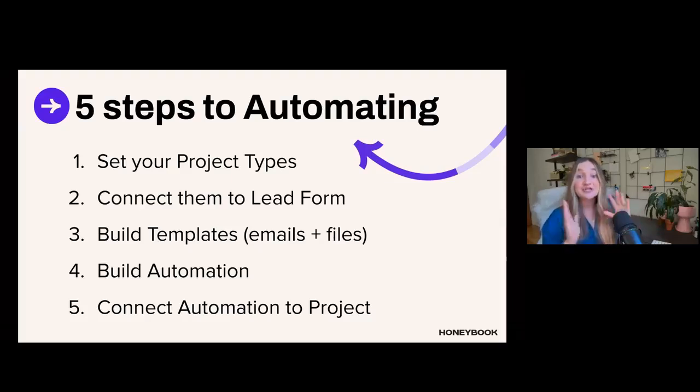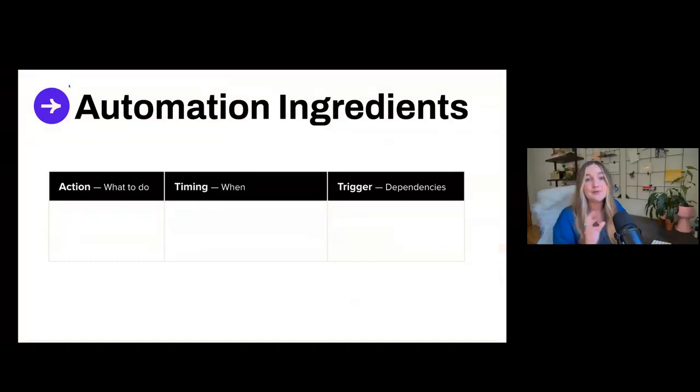The next step here is actually getting into building the automation. So you'll go in and you'll build the automation. I'll show you guys how to do this in just a minute. And then you connect the automation to a project. And one of the ways you can connect it is through that lead form being submitted through that project type, okay? So when it comes down to building your automation in HoneyBook, there are 3 ingredients that you're going to need to consider. And we'll dive into the product in just a second here, you guys, I promise, to see how this all comes together.